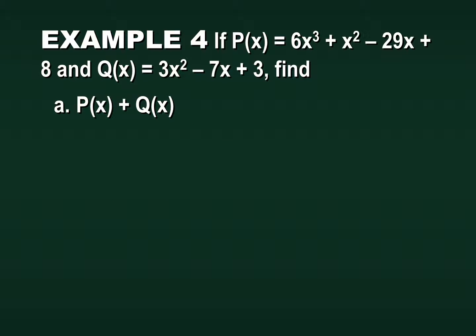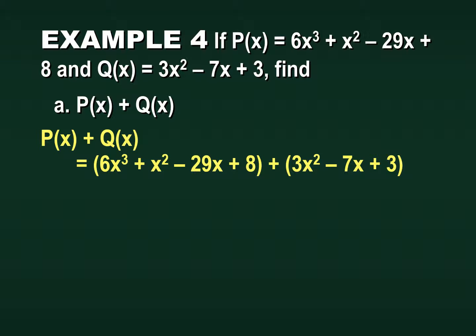Let's look at example 4. Example 4, we want to add p of x and q of x. So when we add, we want to just combine our like terms. So 6x cubed does not combine with anything. x squared combines with 3x squared, giving us 4x squared. -29x combines with -7x, giving us -36x. And then 8 combines with 3, giving us 11.